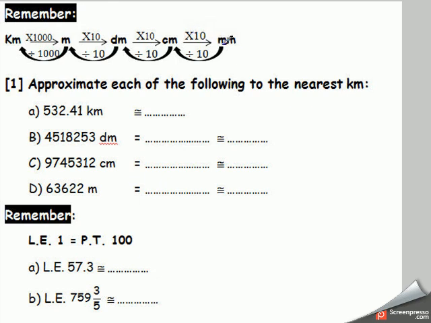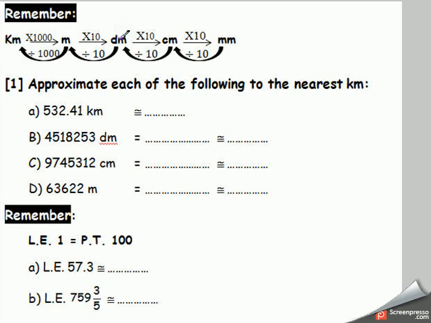But when I want to convert from millimeter to centimeter, I should divide by 10. From centimeter to decimeter, I should divide by 10. From decimeter to meter, I should divide by 10. From meter to kilometer, I should divide by 1000.